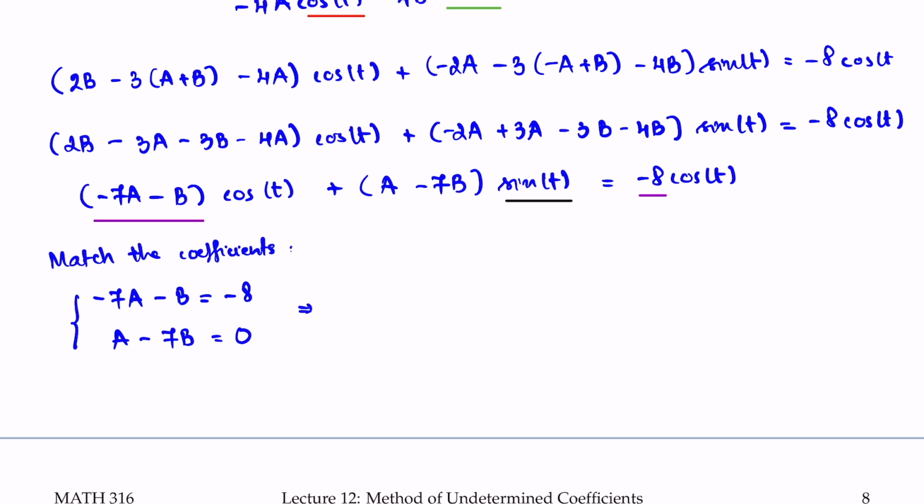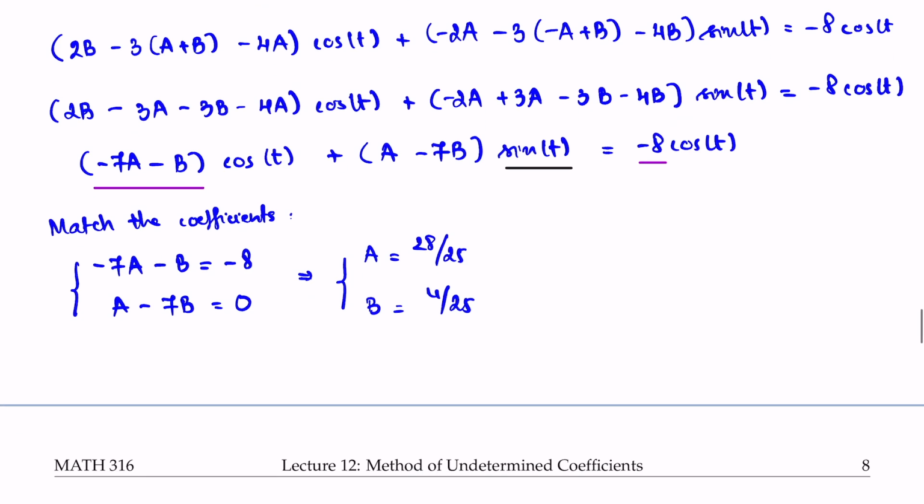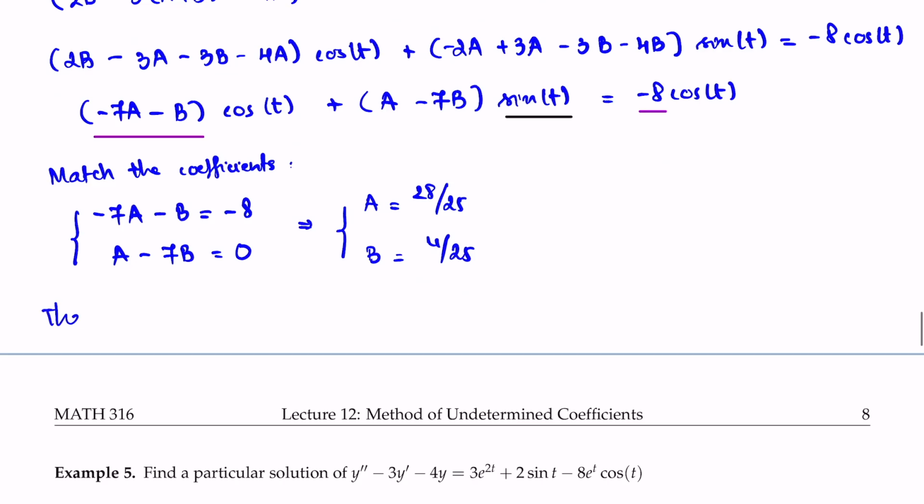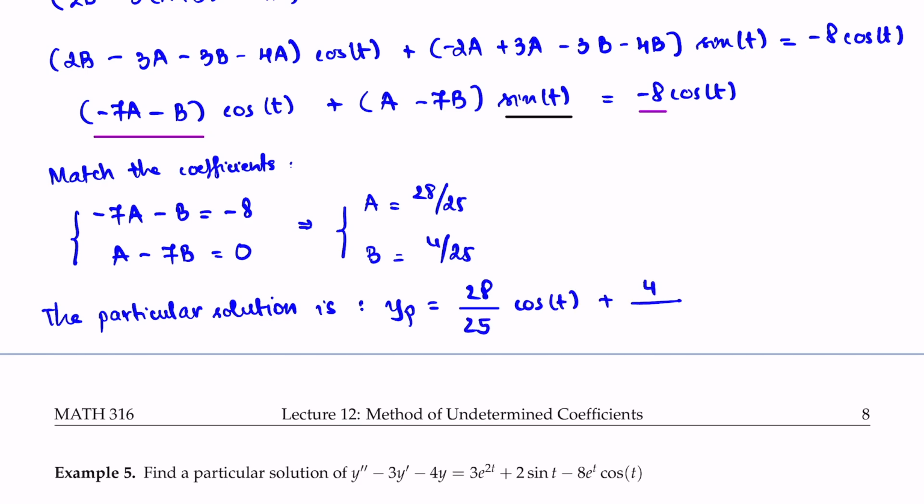Again, you can use the elimination method or the substitution method to solve this system of linear equations. If you do the problem correctly, you're going to get a equal to 28 over 25, and b equal to 4 over 25. Then the particular solution is y sub p equal to 28 over 25 times cosine of t plus 4 over 25 times sine of t.